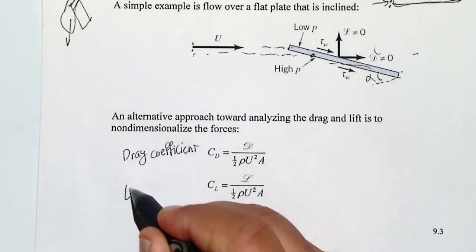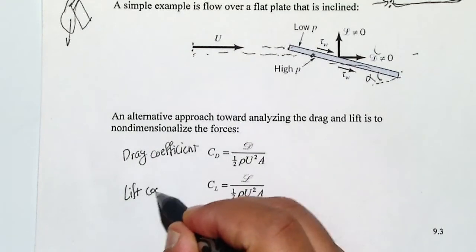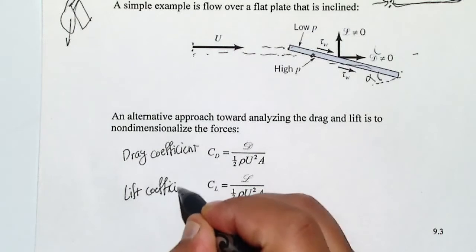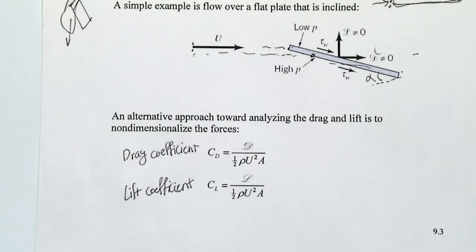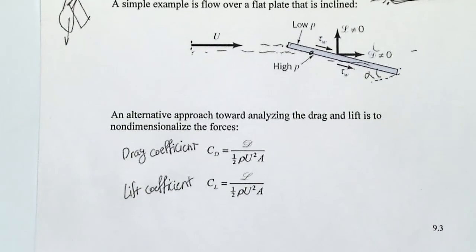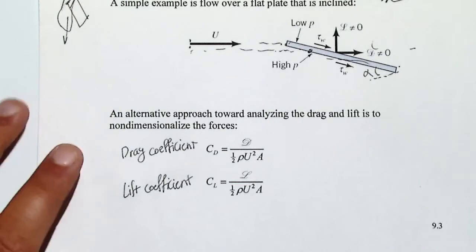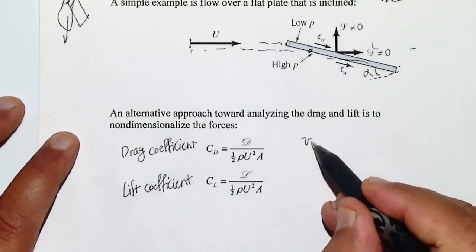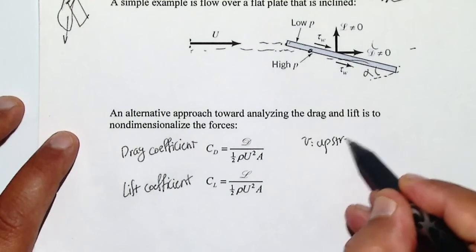And this is going to be your lift coefficient, which is normalized by 1 over 2 rho v squared A. It's a dynamic pressure, and u is upstream velocity.